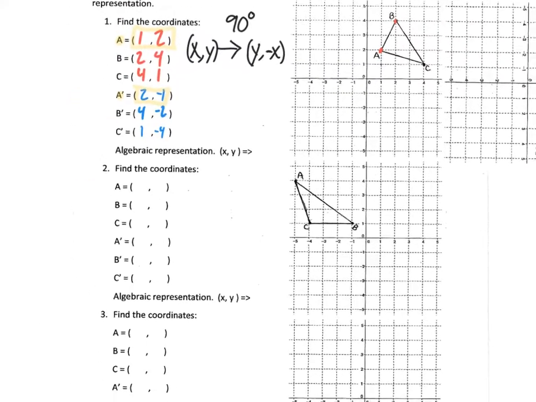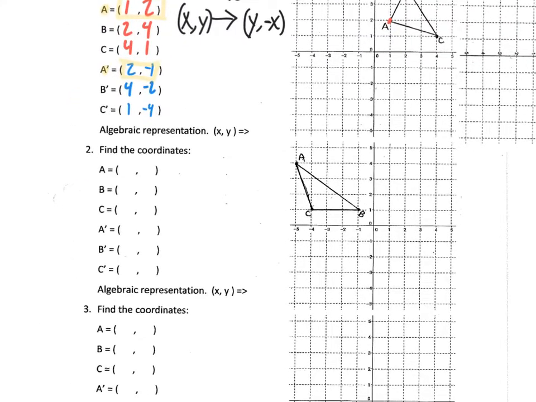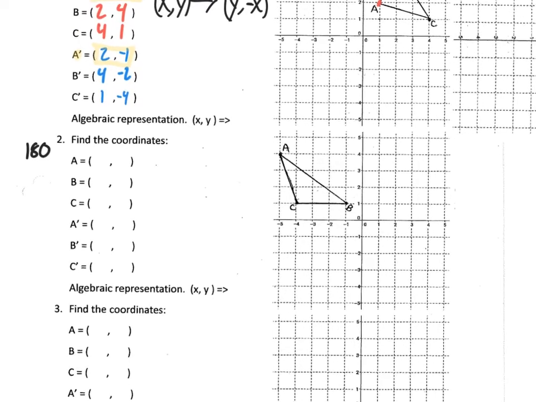Taking a look at number 2. This time around, we are going to do a 180-degree rotation. We're going to start by getting our points. A is at negative 5 and 4. B is at negative 1 and 1. C is at negative 4 and 1.